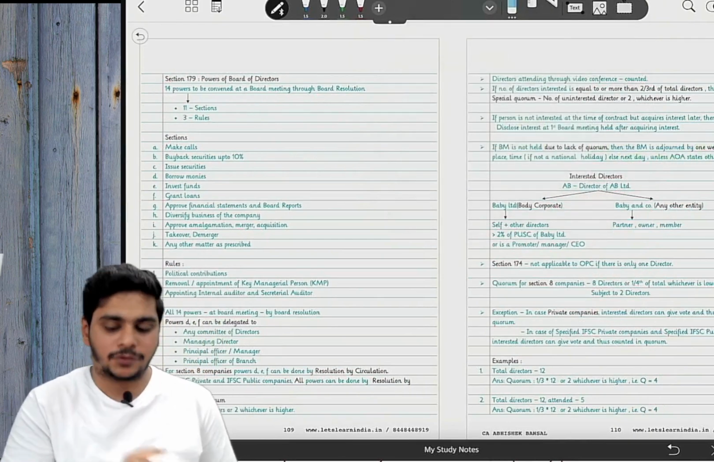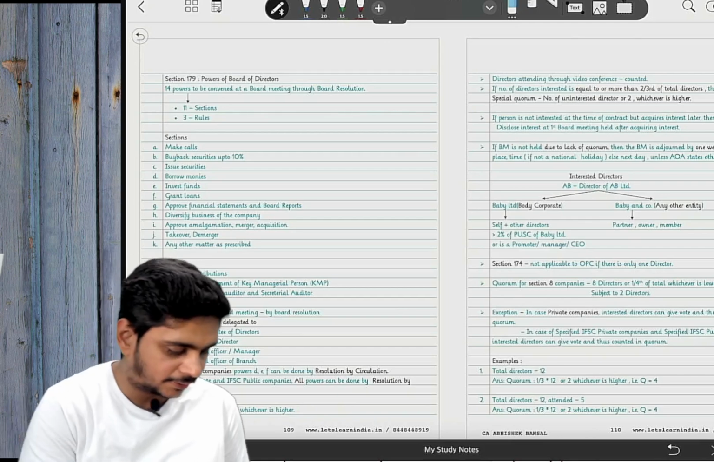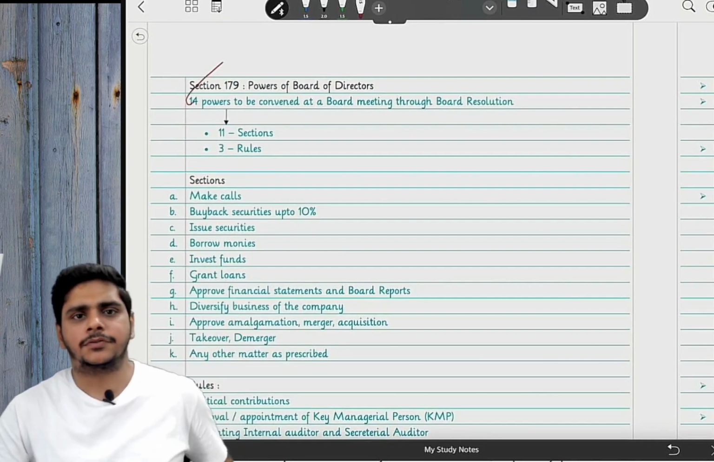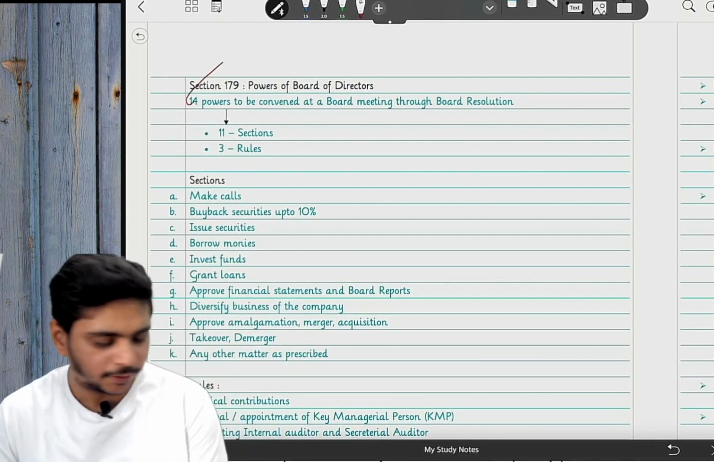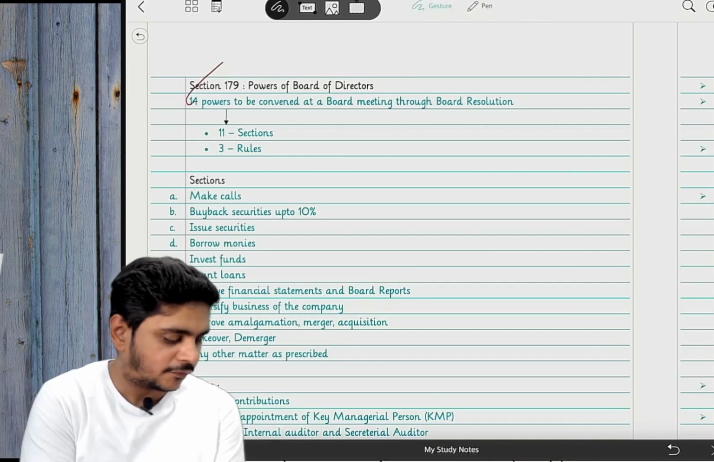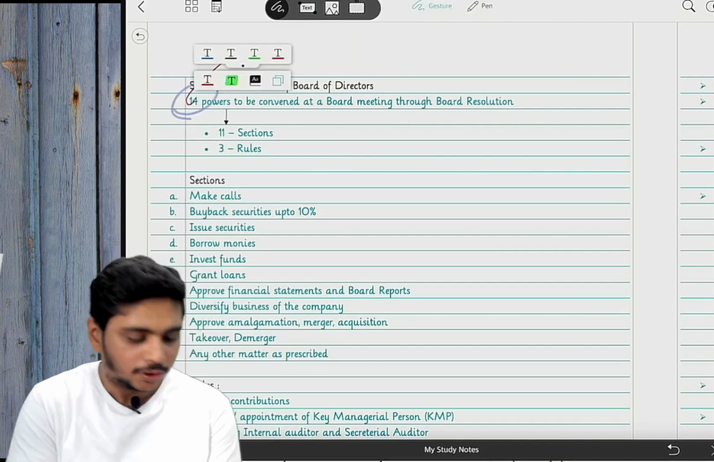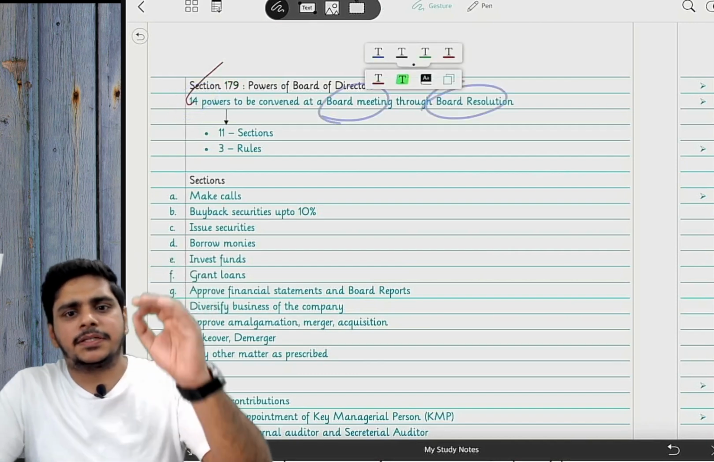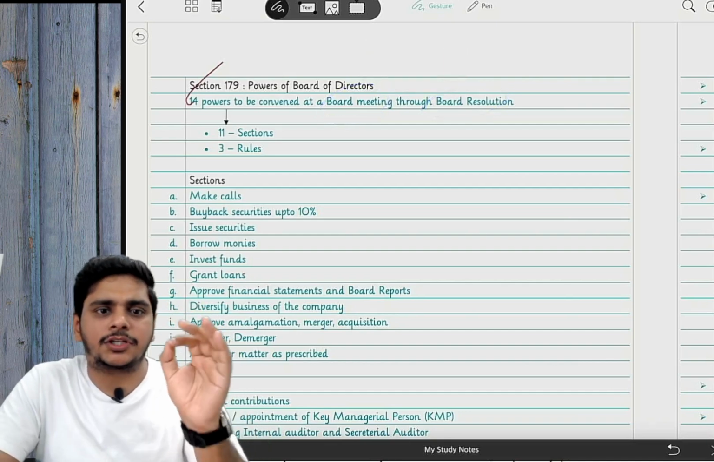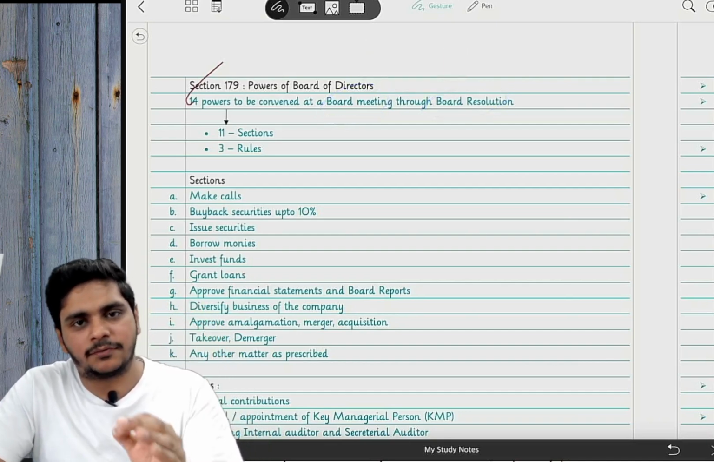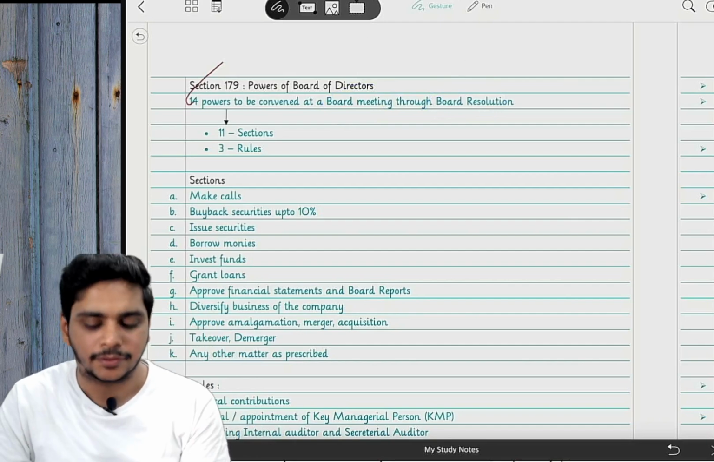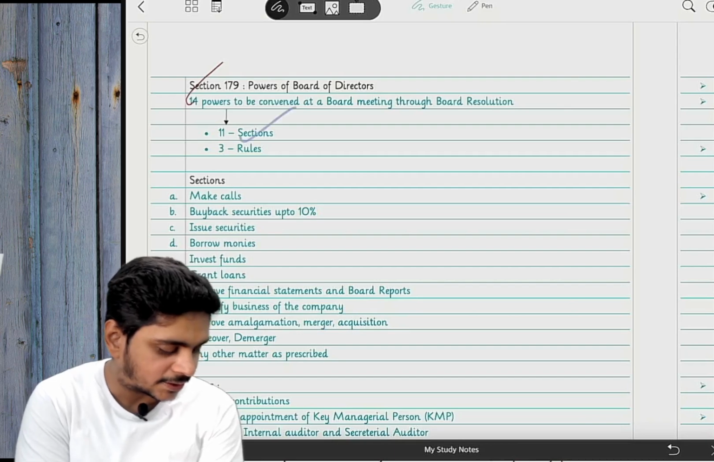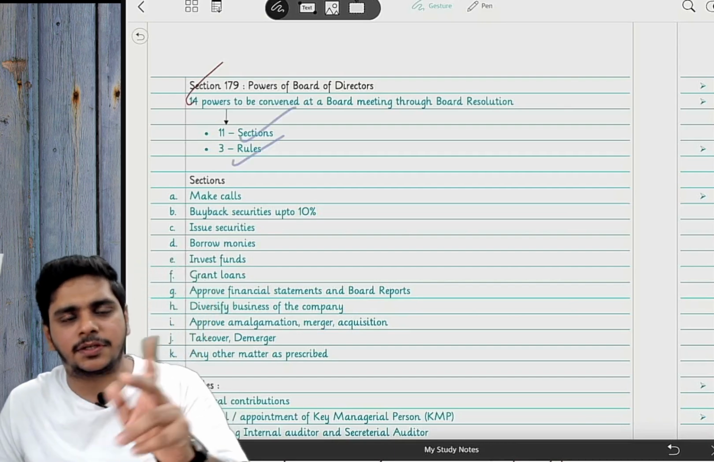Now, next section we're going to do is 179, powers of board. Okay. Now it says there are 14 powers of the board to be convened at a board meeting through a board resolution. That means these are the powers which mandatorily have to be exercised at a board meeting via board resolution. Now how are these 14 bifurcated? 11 in section 3 are written in rules.